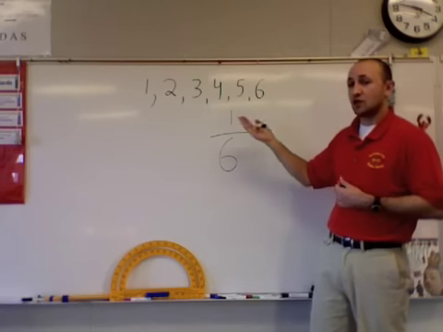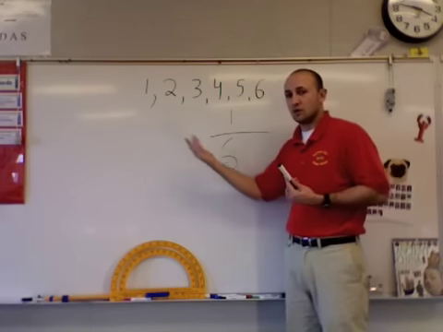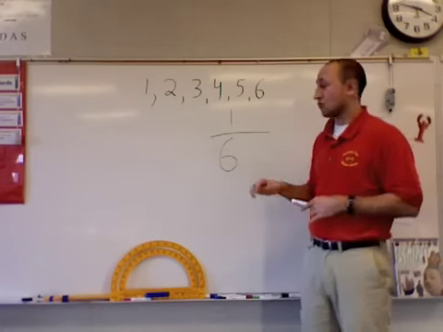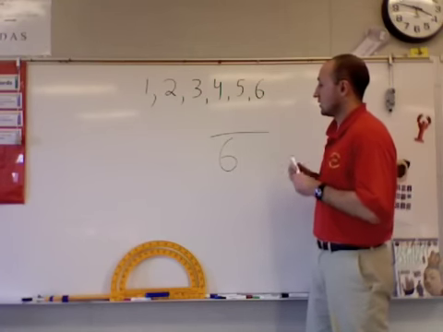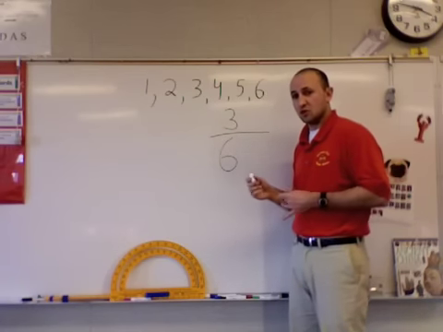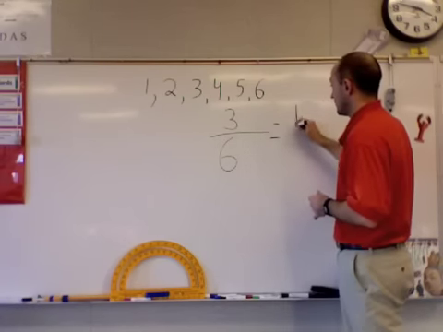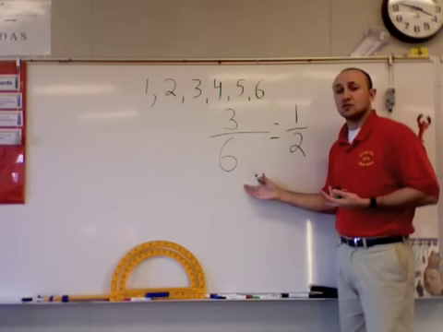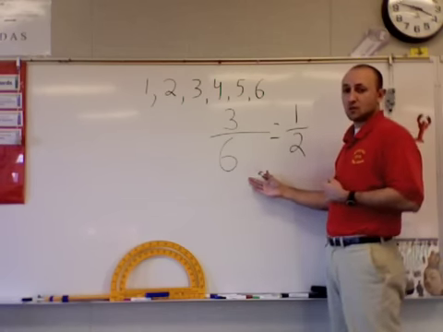Let's say we want to change our event to even numbers. Well, let's go in and find all the even numbers. 2, 4, and 6. There are 3 of them, so this 1 will now become 3 over 6, which we know is 1/2.